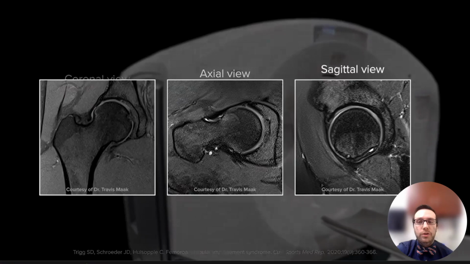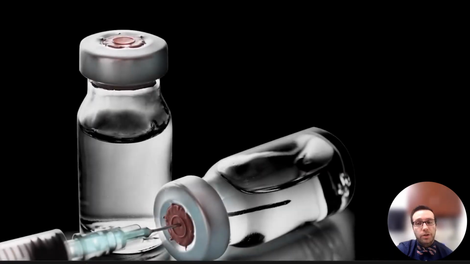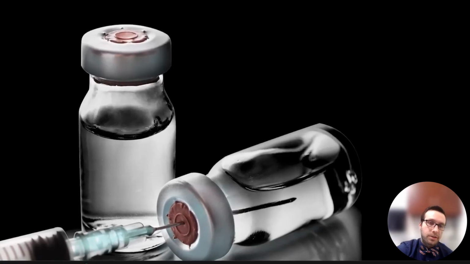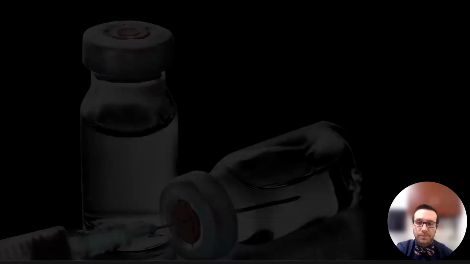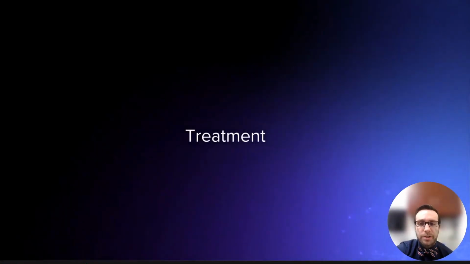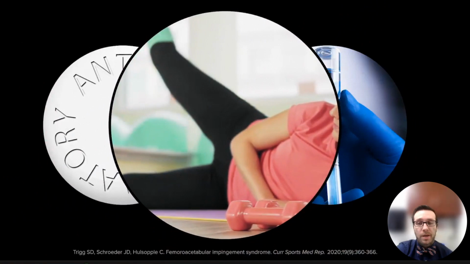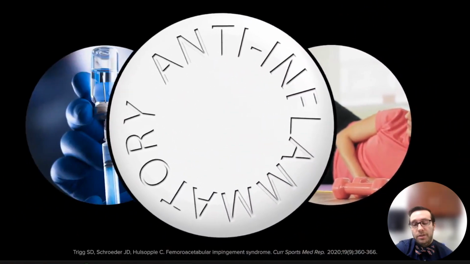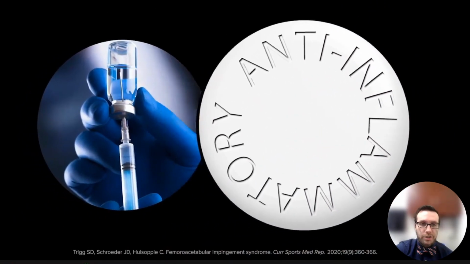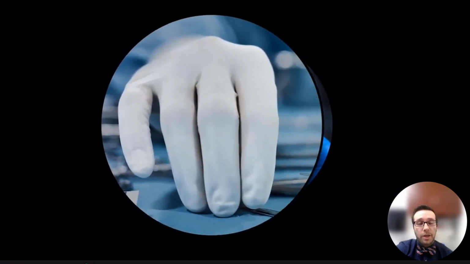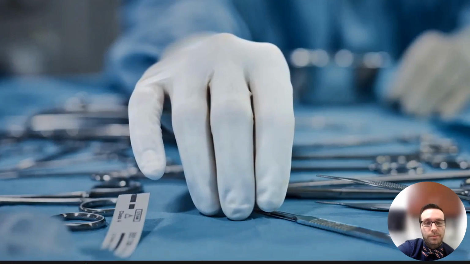When in doubt, we can use diagnostic intra-articular injections to make sure that the pain is coming from the hip itself and isolate other causes such as back problems. Treatment typically starts with conservative options, such as physical therapy, activity modification, medication, and in some cases, injections. If symptoms persist, we need to start thinking about surgical treatment.